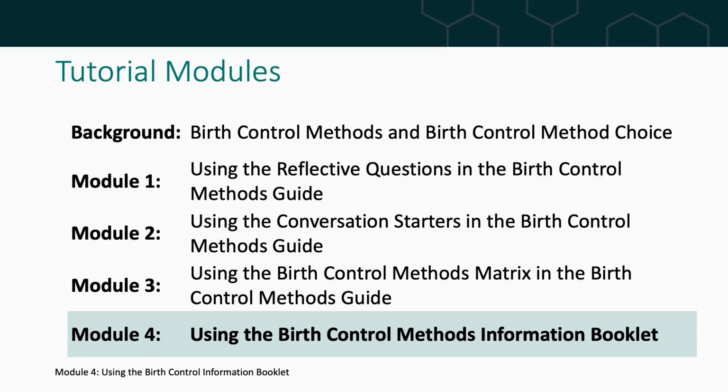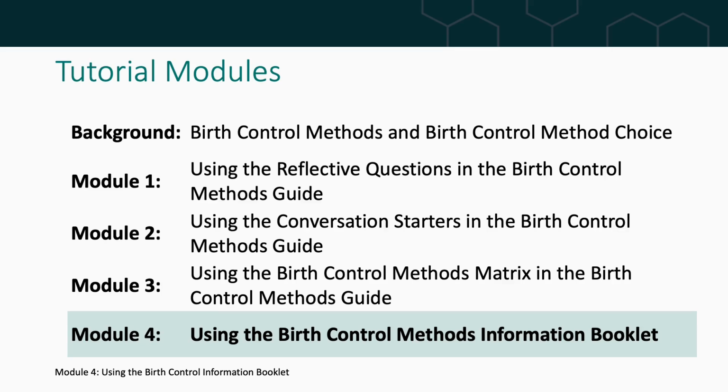This is Module 4. It illustrates how to use the birth control methods information booklet. The background module reviews what we know from research about the factors that influence the birth control choices young people make and provides information about the 5 different categories of birth control methods.